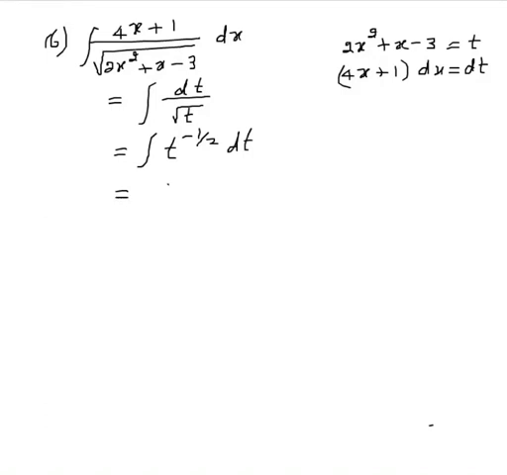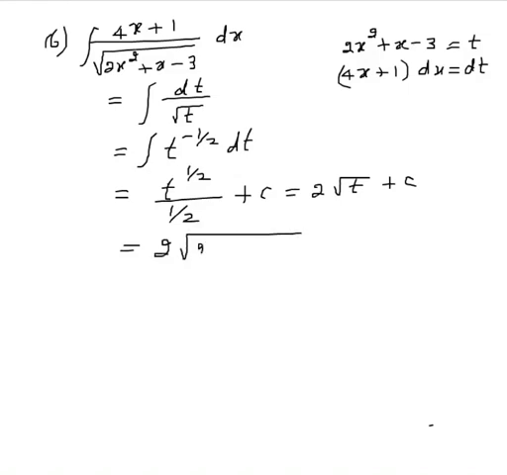Use the x power n plus 1 by n plus 1 formula. Minus half plus 1 becomes plus half, divided by half, plus c. Now substitute for t. T is 2x square plus x minus 3. Therefore the answer is 2 times root of 2x square plus x minus 3 plus c.